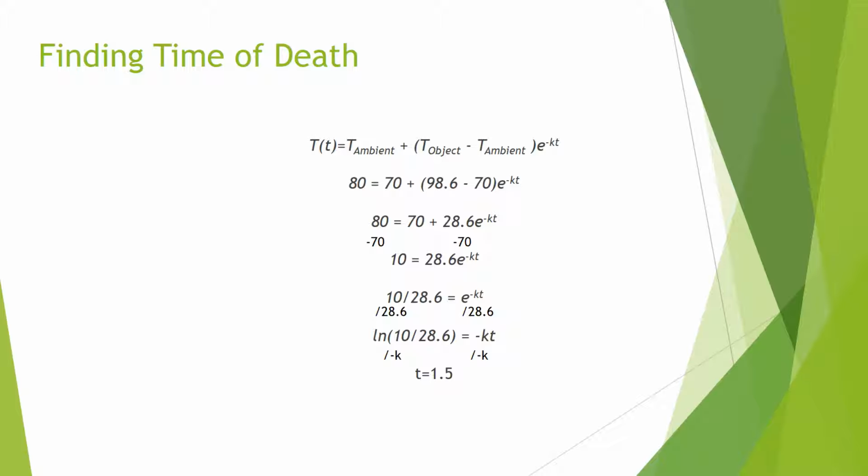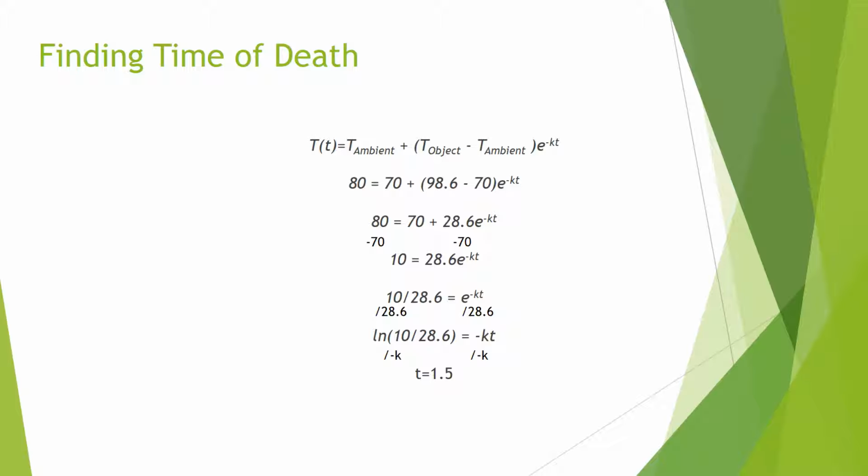Then, once we have all our inputs plugged in, we will simplify both sides, and that leaves us with 80 is equal to 70 plus 28.6 times e to the power of negative kt. Then we'll subtract both sides by 70 once again, and then divide by the coefficient of e, which is 28.6. This leaves us with 10 divided by 28.6 is equal to e to the power of negative k times t.